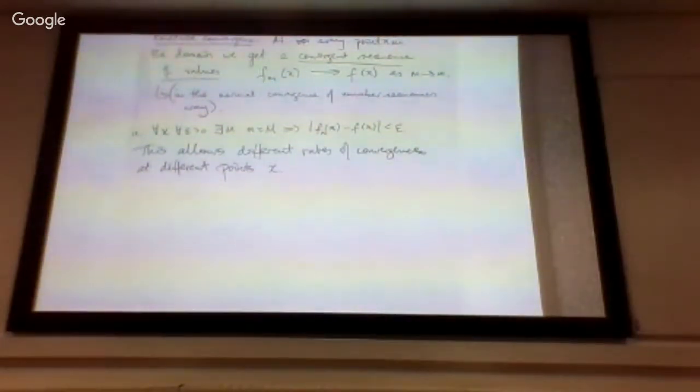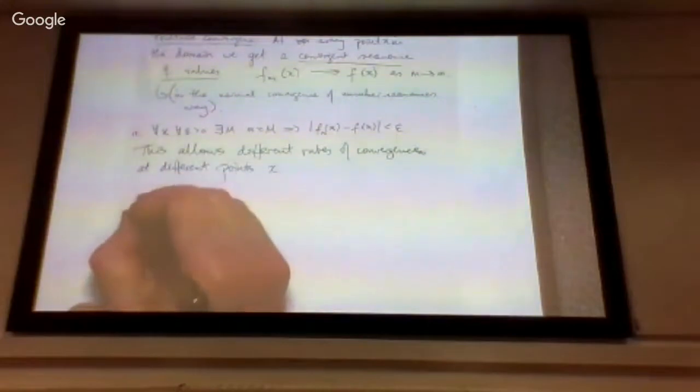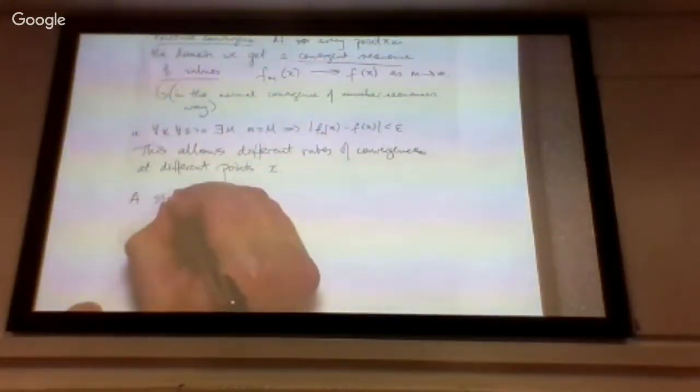But a stronger way in which we might all go to Liverpool is if we all go there together. We all get a coach together. We get in the same train. Okay? So this leads us to a stronger form of convergence.